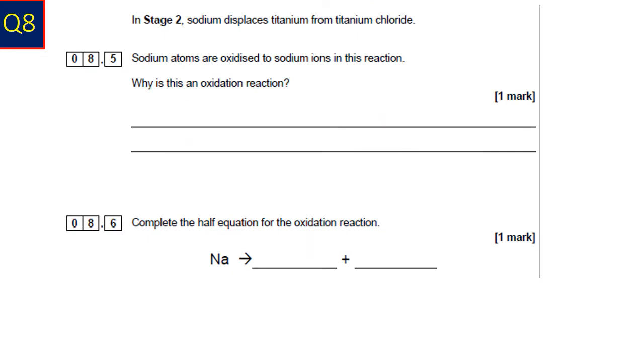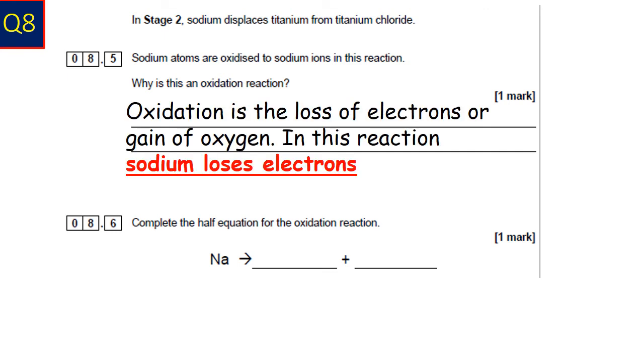So, in stage 2, sodium displaces titanium from titanium chloride. Sodium atoms are oxidised to sodium ions in this reaction. So, why is this an oxidation reaction? Oxidation is the loss of electrons or gain of oxygen. And in this reaction, the sodium is losing electrons. The only thing you need to actually say to get this mark is that sodium loses electrons. Job done.